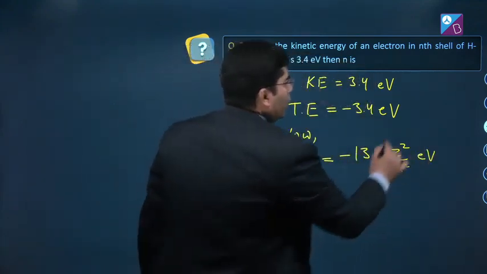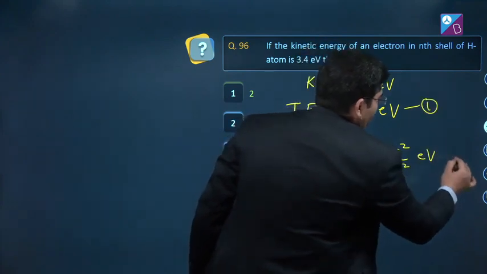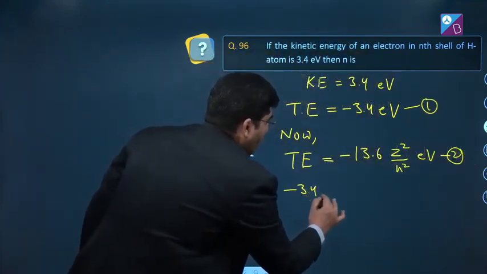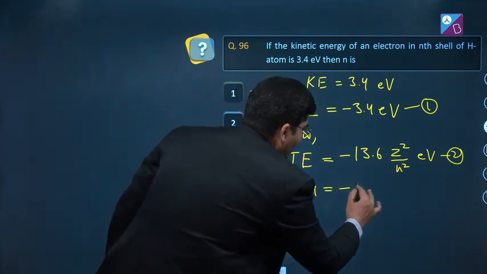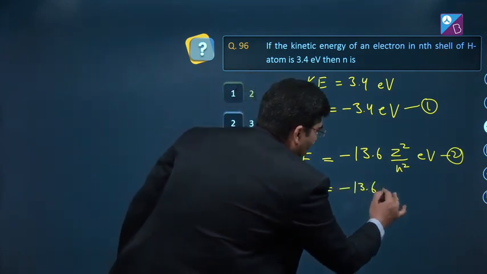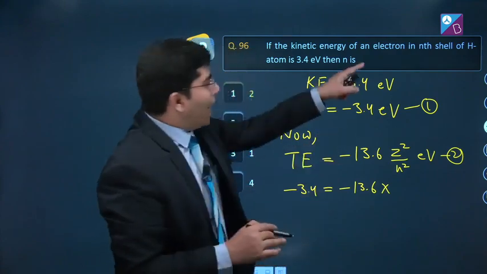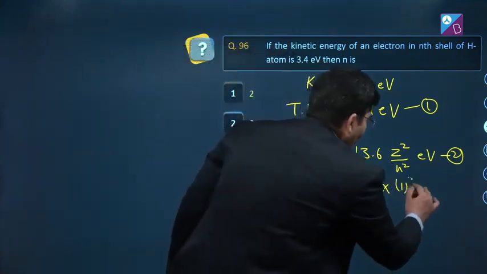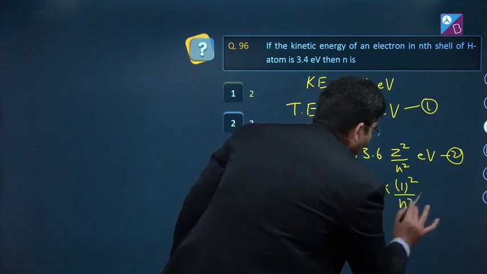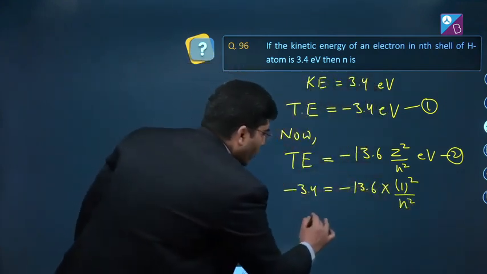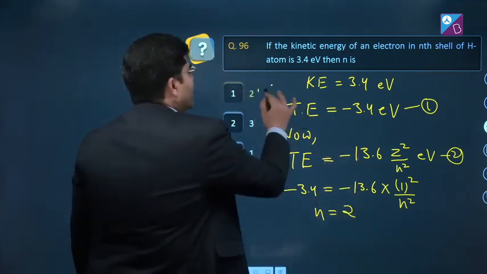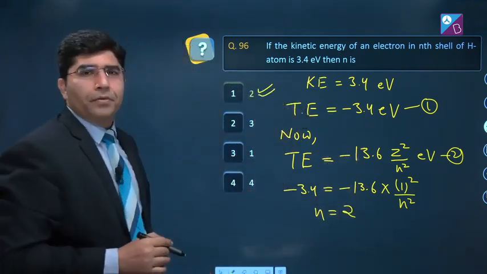So what we can do, we can equate this first equation to the second equation. So minus 3.4 is equal to minus 13.6 multiplied by, for hydrogen atom Z is equal to 1, so it will be 1 square by N square. So when you find the value of N from here, N will be equal to 2. So this is the correct answer.